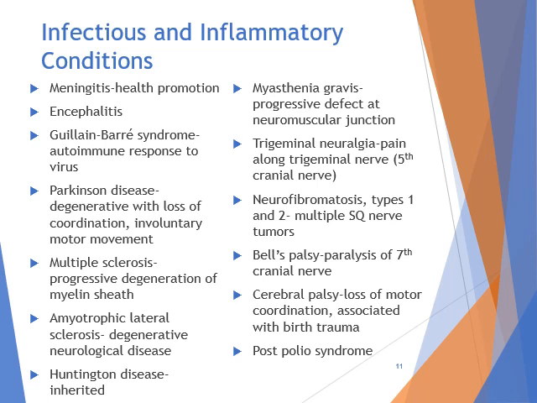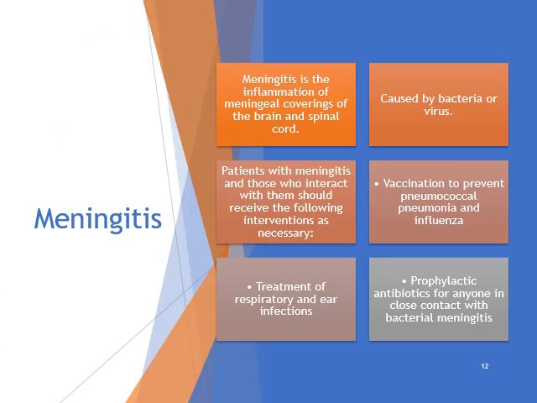Neurofibromatosis, types 1 and 2. Multiple nerve tumors, subcutaneous nerve tumors. Bell's palsy is paralysis of the 7th cranial nerve. Cerebral palsy is a loss of motor coordination associated with birth trauma. And then there's post-polio syndrome. So let's talk about meningitis.